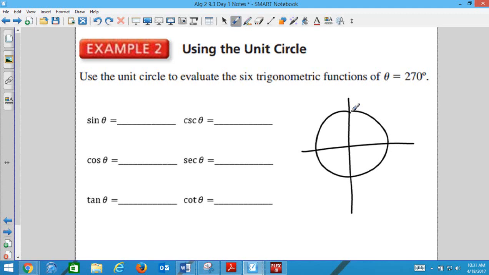So where's 270? What ordered pair? At 0, negative 1. Sine is y, but over 1. Cosine is x, 0. And then tangent is y over x. When I do y over x, I'm just putting that number over that number. Negative 1 over 0 is undefined.